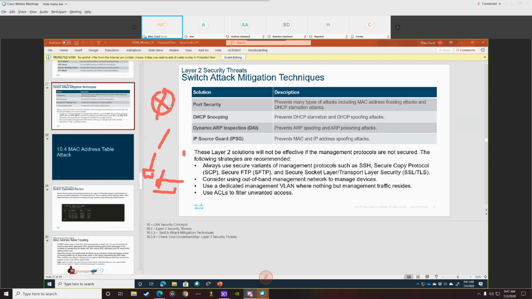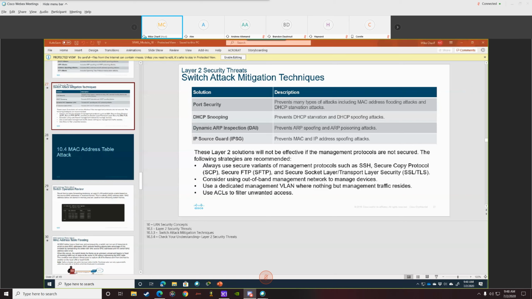So to prevent any attacks on layer 2, besides all these tools, you need to use the proper protocols. For example, use SSH instead of FTP. You have to use SCP, secure copy protocol, instead of just clear text. If you're doing some kind of transactions online, you're going to use SSL or transport layer security, so you can do that too. And also you can use ACL. ACL is like an access list to filter unwanted access.